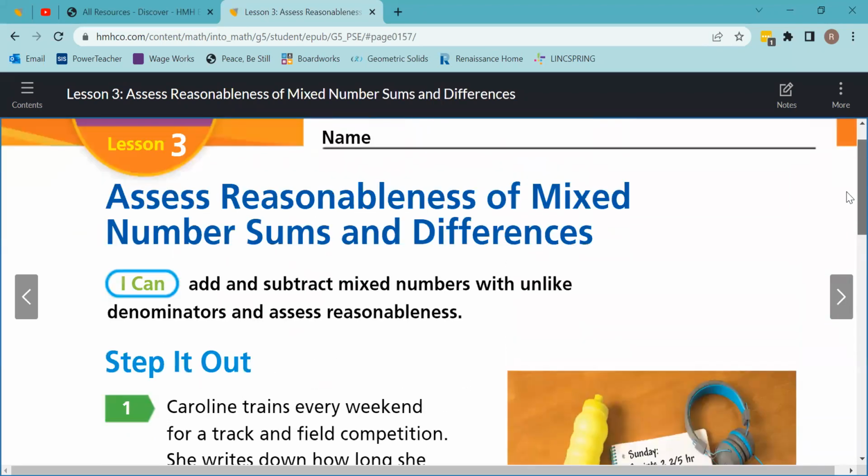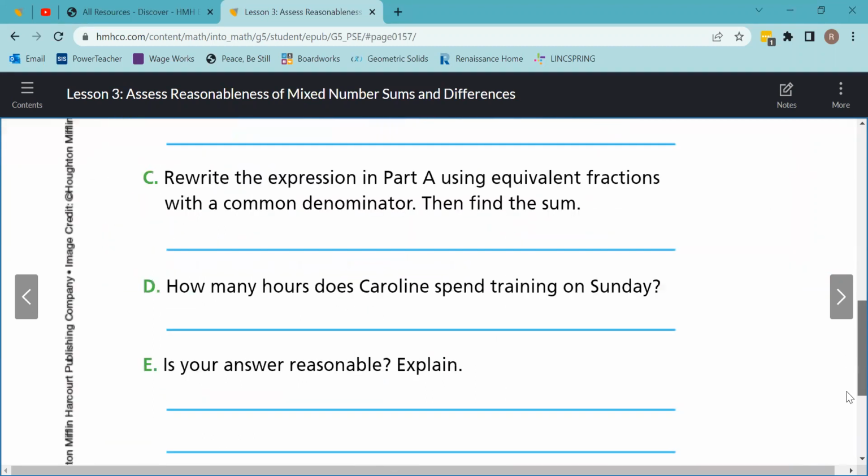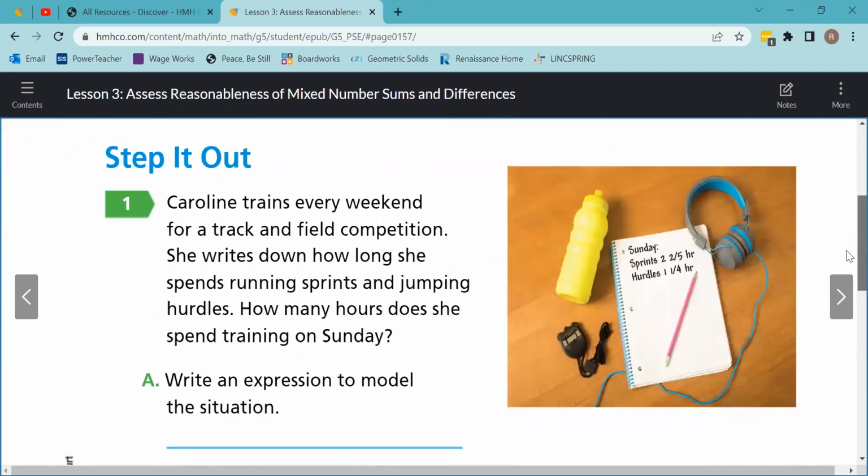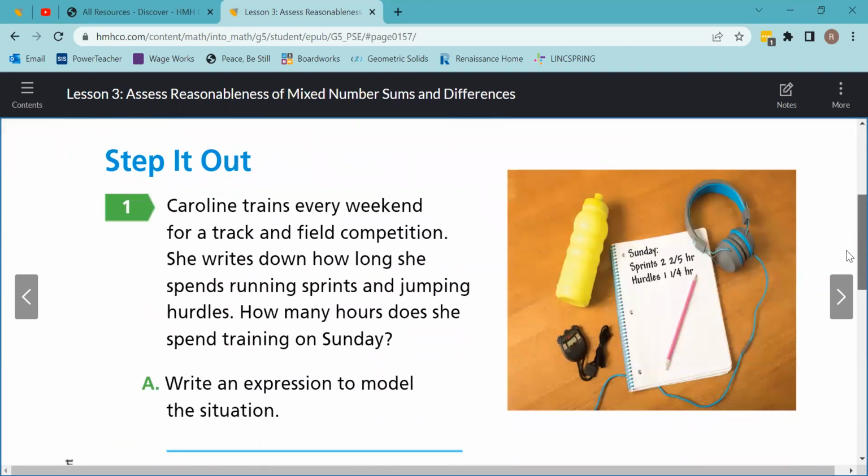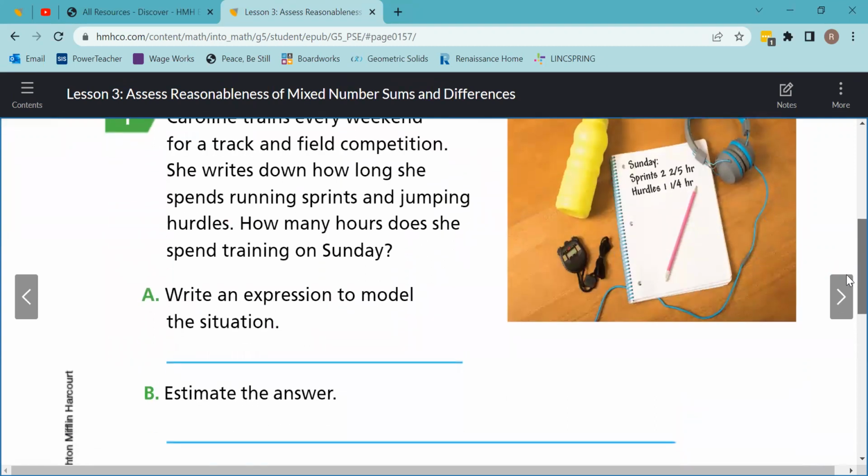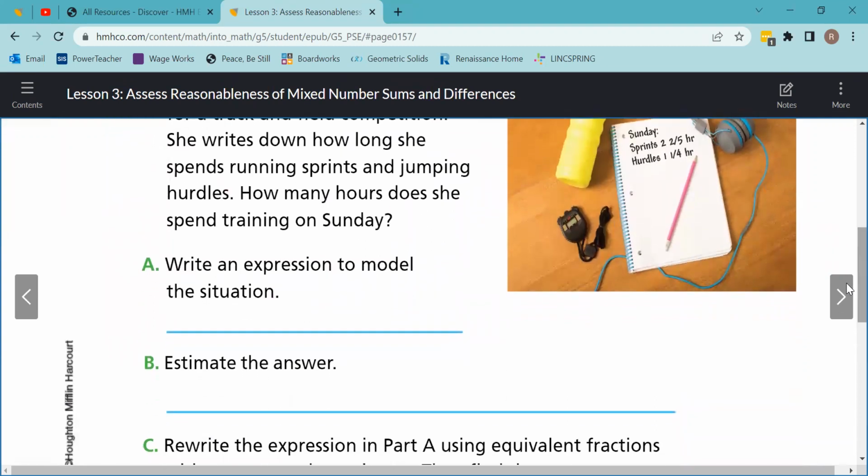Alrighty. Assessing reasonableness of mixed number sums and differences. Page 157. Caroline trains every weekend for a track and field competition. She writes down how long she spends running sprints and jumping hurdles. How many hours does she spend training on Sunday? So we have 2 2/5 of an hour for sprints and 1 1/4 hour for hurdles.